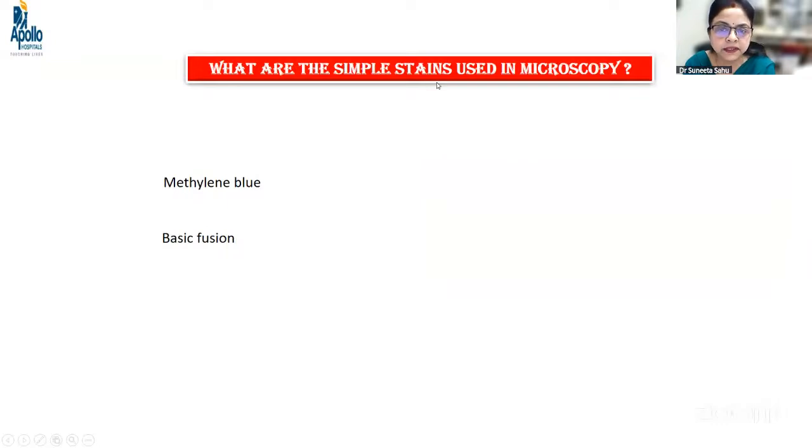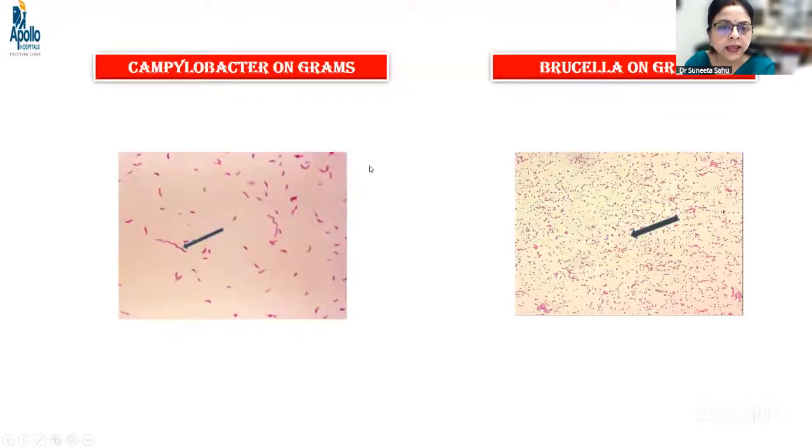Now, the simple stains used in microscopy are methylene blue and basic fuchsin, which everybody should know about. And I've just taken a few photographs. These are Campylobacter gram stains. If we rely on the gram stain and see such structures, it sometimes becomes difficult for it to grow. So that is why, from the gram stain, we can think that probably this could be Campylobacter.